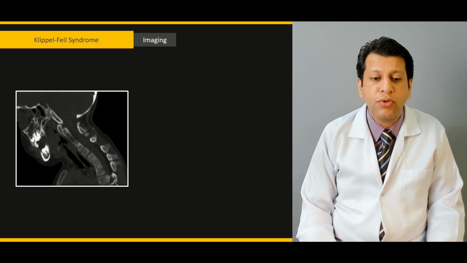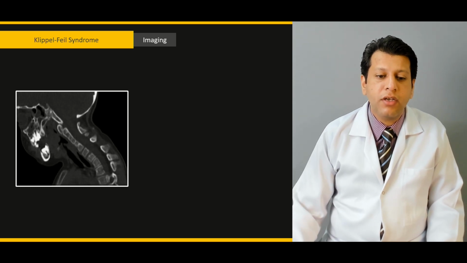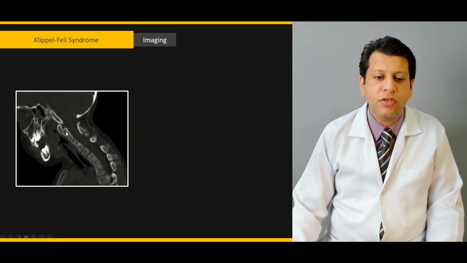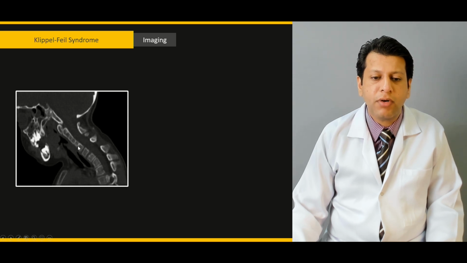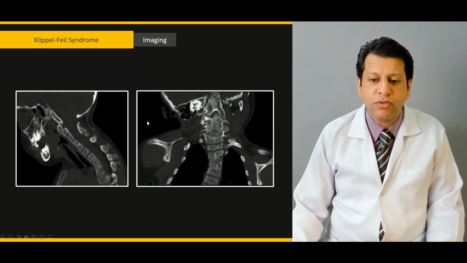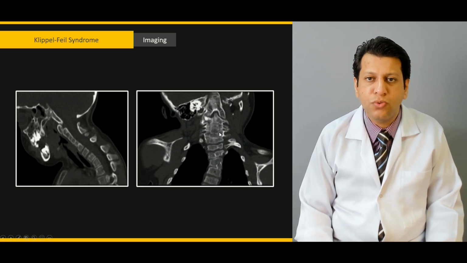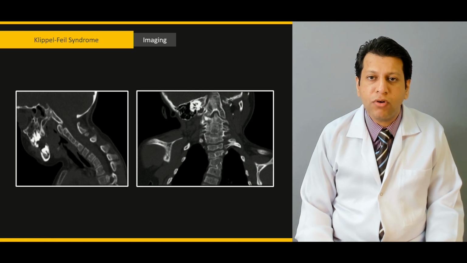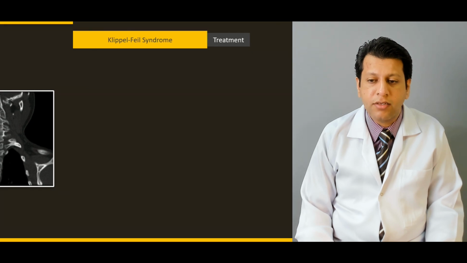And this is showing an image, if you see it over here, involving C1, 2, 3 and 4. All this part is synostosed or fused. And this is another view of the same thing. C2, C3, C4 vertebrae, you can see they're most likely fused, and this patient will have a gross problem with the rotational movements of the neck.